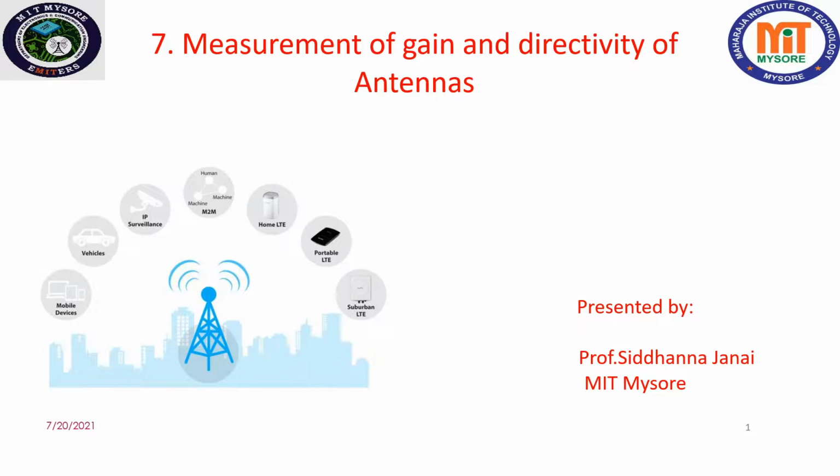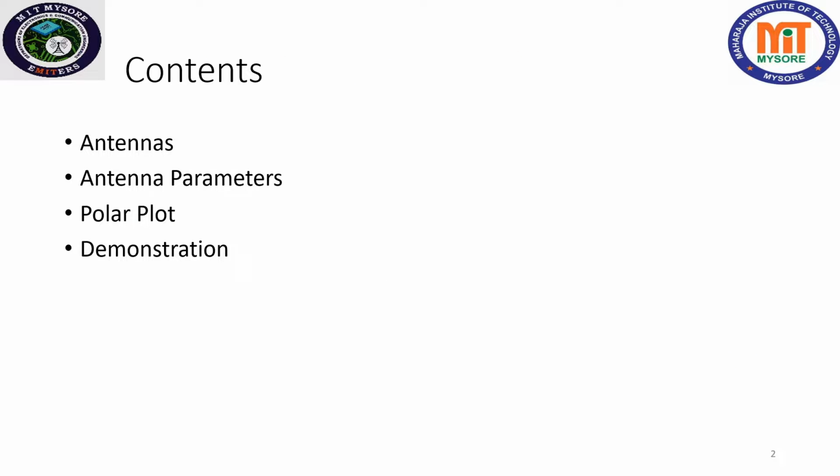Hello everyone. In today's lecture, we are going to conduct an experiment on measurement of gain and directivity of antennas, which is the seventh experiment in your communication laboratory. Contents: antennas, antenna parameters, polar plot, and then demonstration. So basically, first we have to learn the theory behind this experiment. Then we can move on to the demonstration and also some of the measurements which we are going to do in the practical setup.